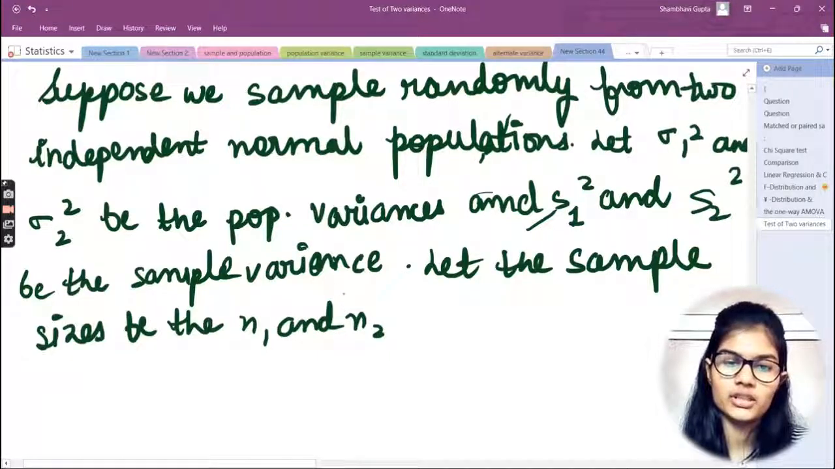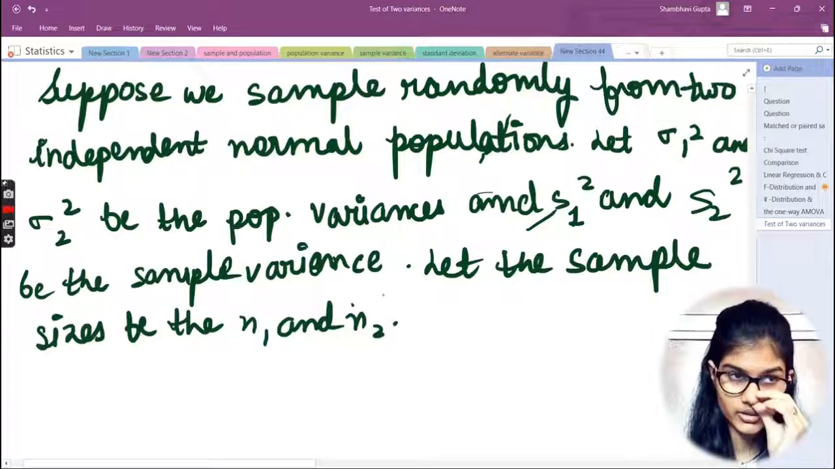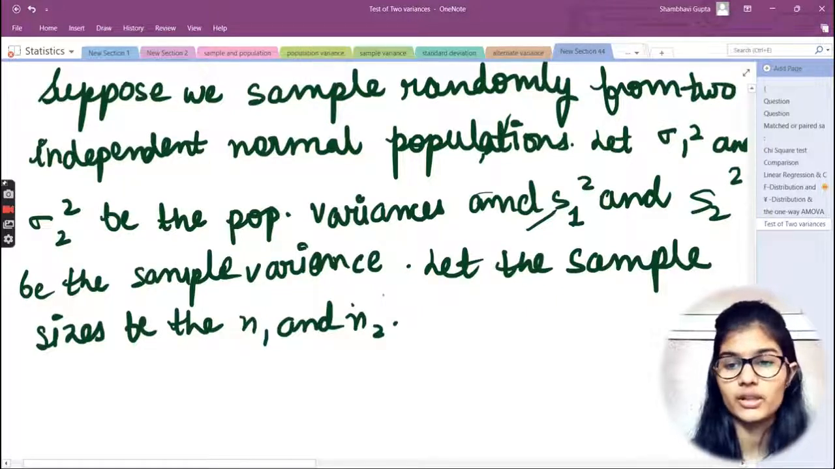Next, let's say we are interested in comparing the two sample variances, so we use the F ratio. In that particular case, we could use this type of question to address all of these things.